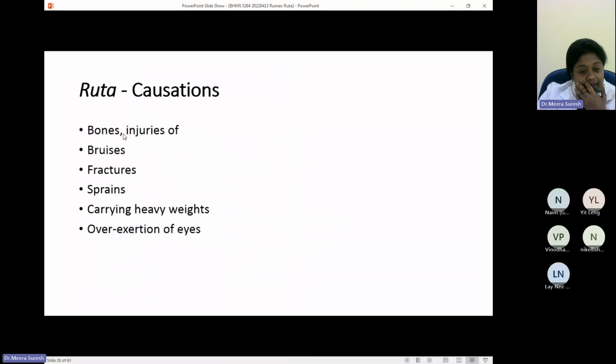Ruta causations: bone injuries, bruises, fracture, sprain, carrying heavy weight, and also overexertion of the eyes. Other symptoms will be coming up in later slides, but still I'm saying the most important feature of Ruta will be its affinity. Its rheumatic complaints will be closer to the bone region, or in the periosteal region.